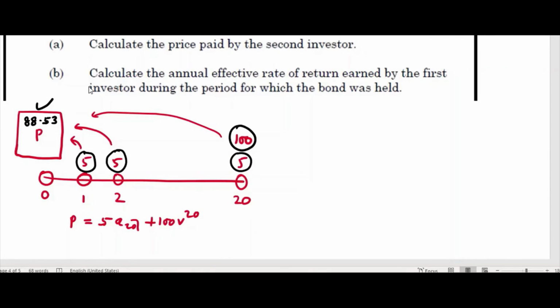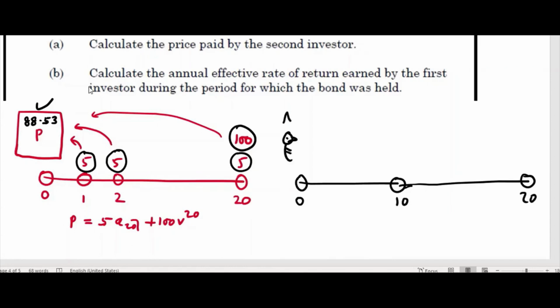However, what happened? After 10 years, you changed your mind. Now you are selling it to someone else. This is 10, 0, 20. So here you purchase, and here you are selling it to B. You will sell it to B. B will purchase from you. You kept for 10 years, okay?